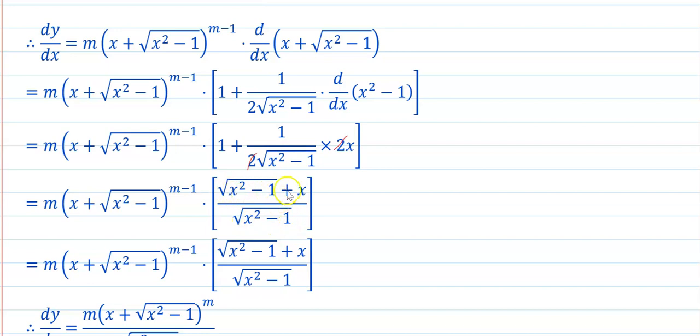So what is the power of this? Root of x square minus 1 plus x, its power is 1. Here it is minus 1. Okay, so minus 1 and plus 1 will get cancelled. You will get the first power. Okay, again we will do that in the next step.